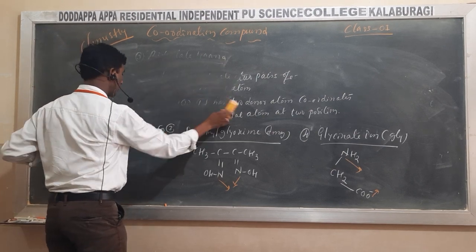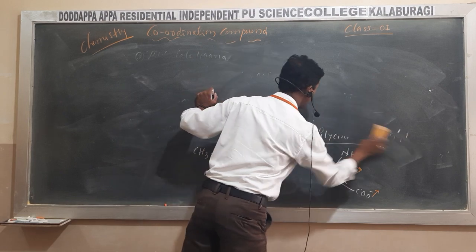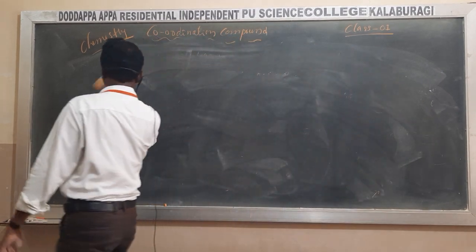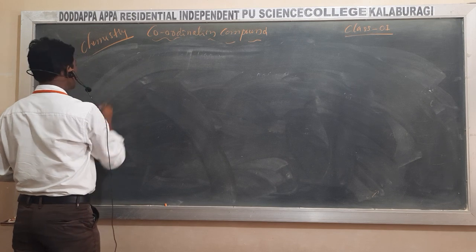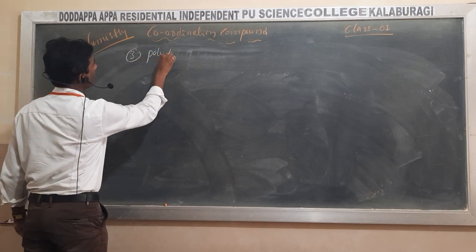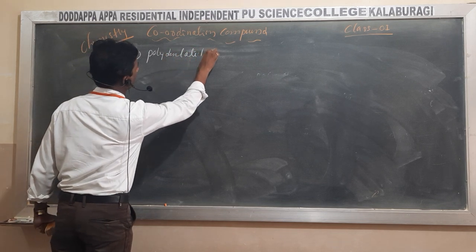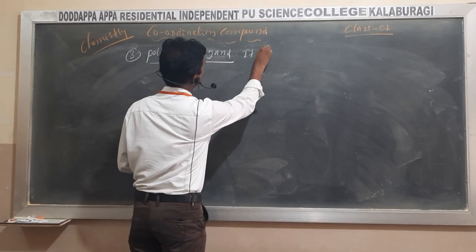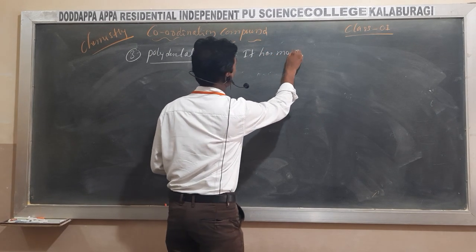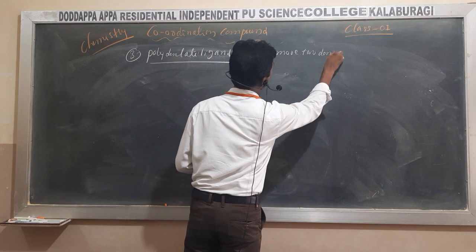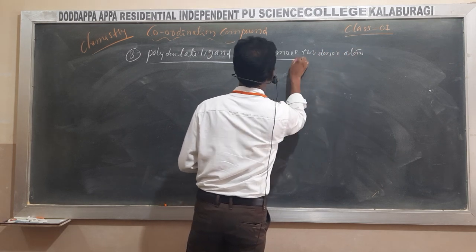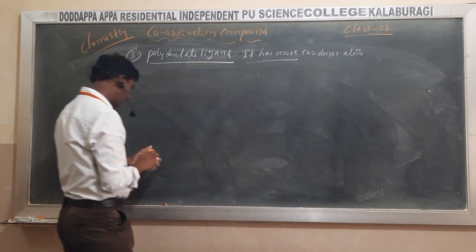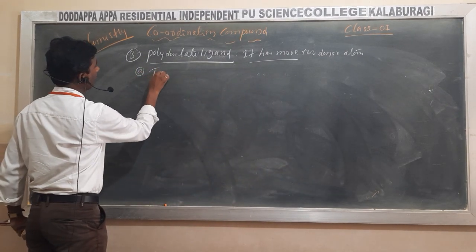Okay, so the monodentate and the bidentate ligands are done. Now I can discuss polydentate ligands. First I can write: first one is monodentate, second one is bidentate, third one is polydentate ligand. In a polydentate ligand, it has more than two donor atoms. So it is called a polydentate ligand. These polydentate ligands are further classified into tridentate ligand.